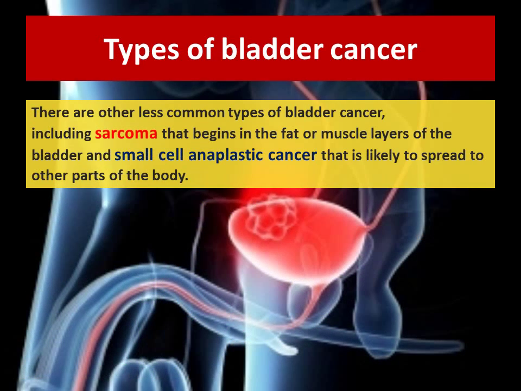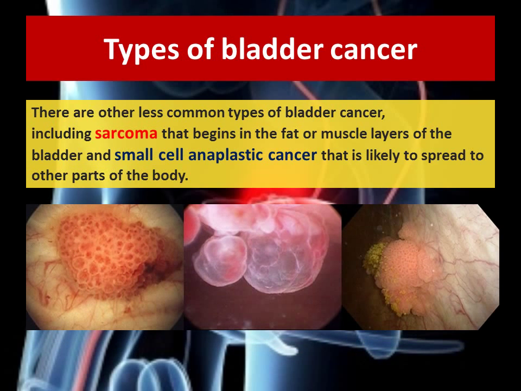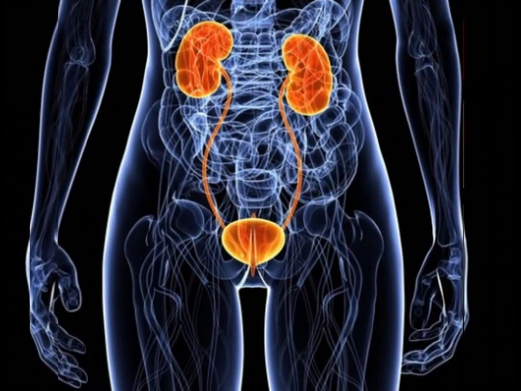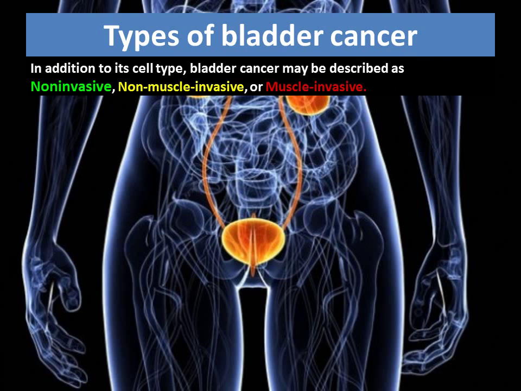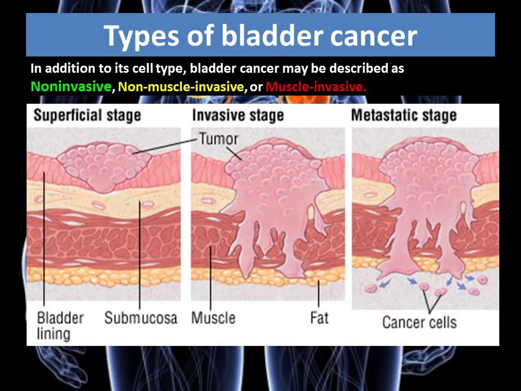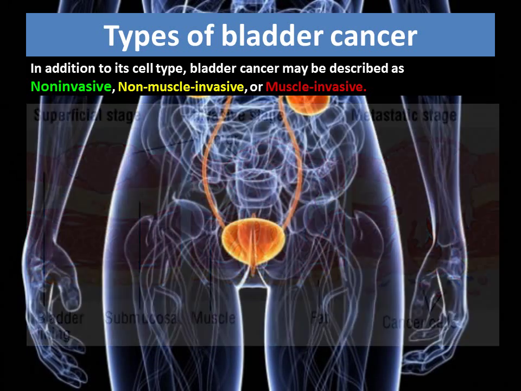There are other less common types of bladder cancer, including sarcoma, which begins in the fat or muscle layer of the bladder, and small cell anaplastic cancer, which is likely to spread to other parts of the body. In addition to its cell type, bladder cancer may be described as non-invasive, non-muscle invasive, or muscle invasive.